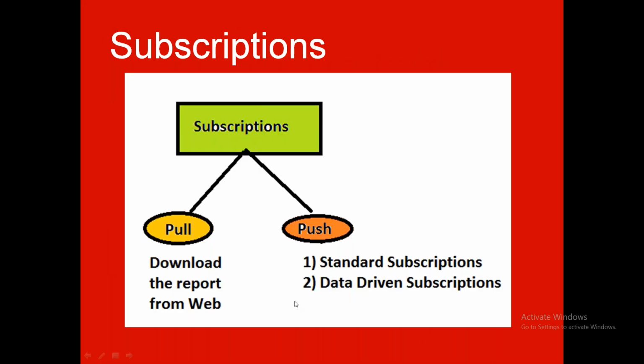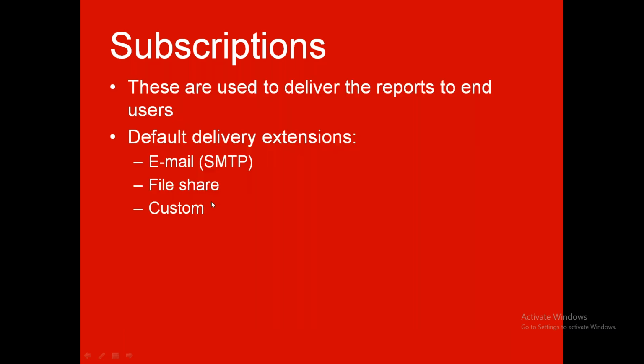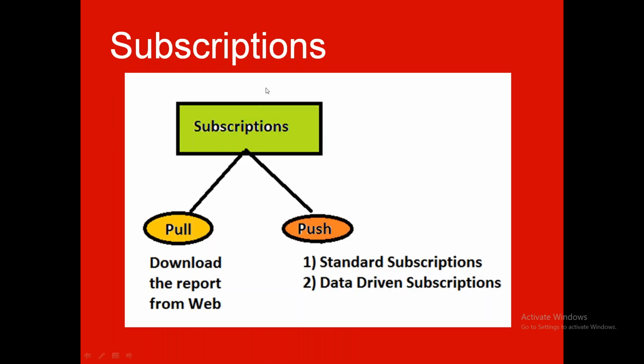The next one is subscriptions. Tomorrow we'll talk about it. Why subscription? To deliver the data. These are used to deliver the reports to the end users. Clear? So subscriptions are used to deliver the reports. There are two types of subscriptions: pull and push. Pulling, I told you, right? You go to the website of the company and download the report by yourself. That is pulling. That means manual. Manually, we are going to get the report.